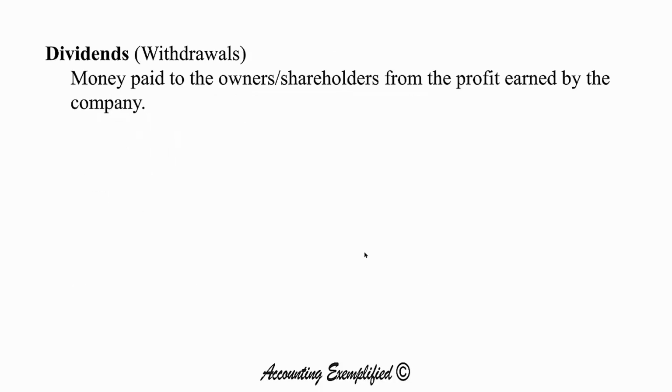Now come the dividends. Dividends are otherwise called withdrawals. These are the money paid to the owners or the shareholders from the profit earned by the company. Every time dividends are paid, the retained earnings account balance will decrease.